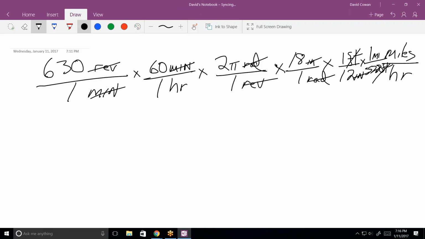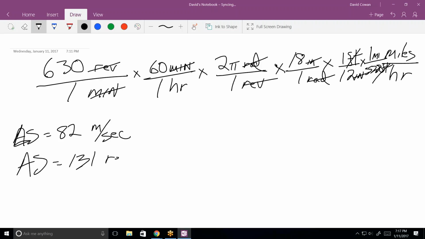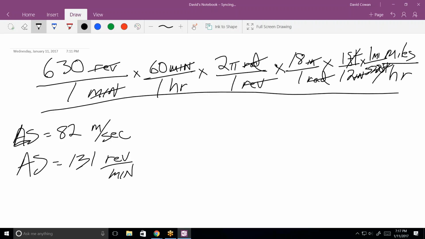Okay, so what's the rate of rotation? What's the angular speed? 82.3 meters per second and 131 revolutions per minute. That's linear speed. Angular speed was how many revolutions per minute? 131 revolutions per minute. So I'm going to do everything exactly the same, only I know the answer, and what I'm trying to solve for is the radius.